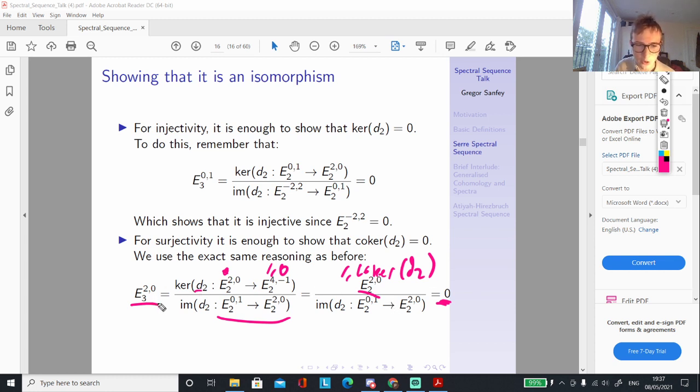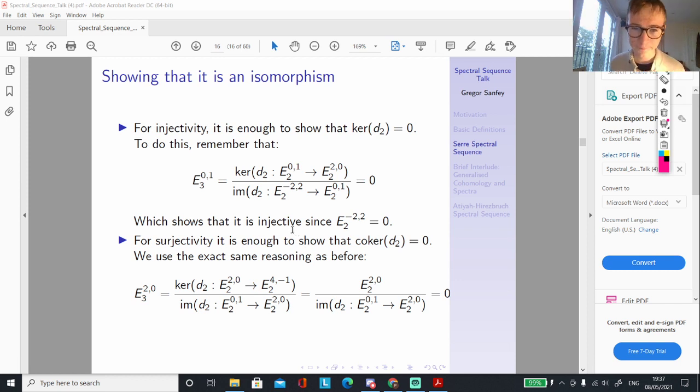But from before, because it's equal to this, this also must be 0. And so it's surjective too. And so we've shown that D2 must be an isomorphism, which is really good. This is what we wanted.